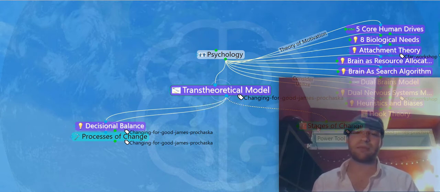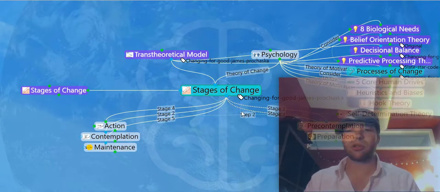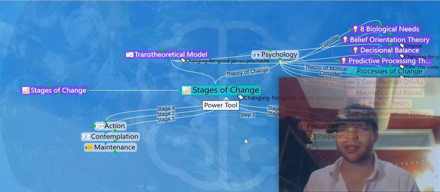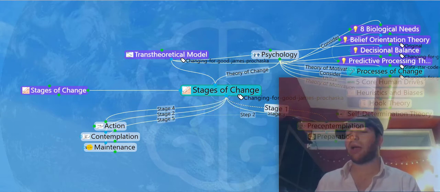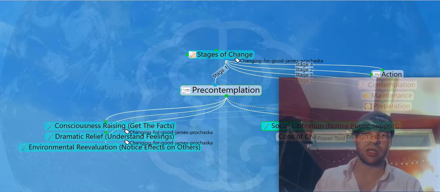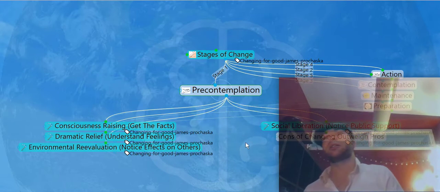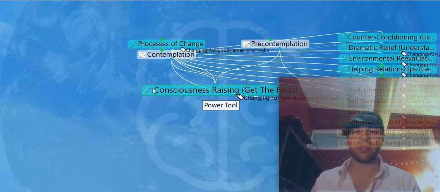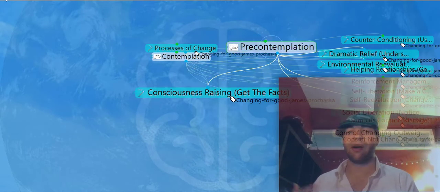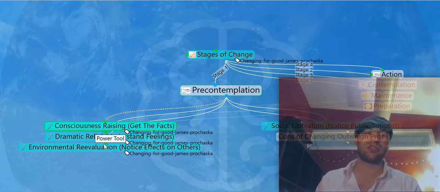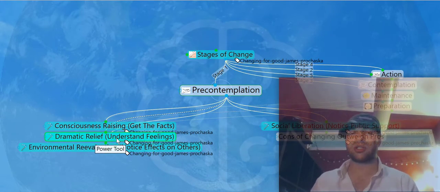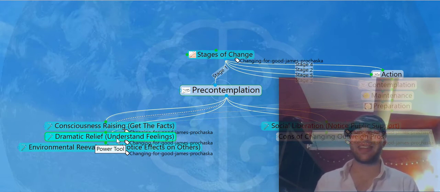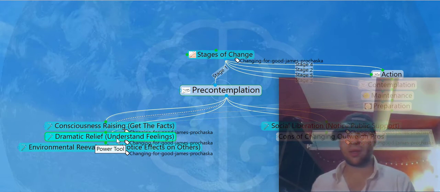The negatives of the current thing, the positives of possible future reality. Another one is helping them notice the effect on others. So look at their environment and see how they're actually affecting others with their behavior. And then the final one, which is sort of the opposite of that, is social liberation. Noticing the positives, noticing the powerful things in society that can help you change and that want to help you change. And at this stage, the cons of changing outweigh the pros.